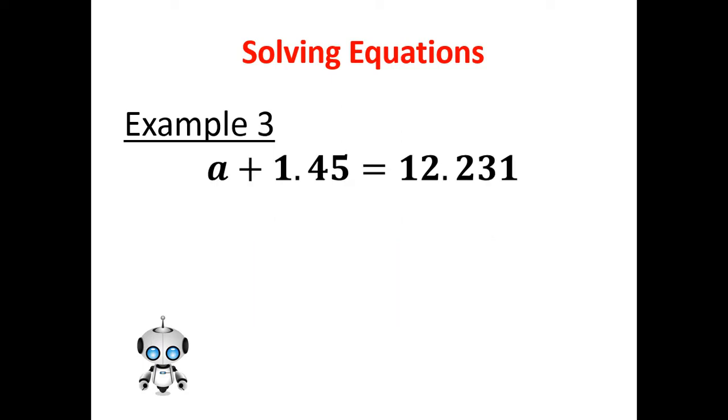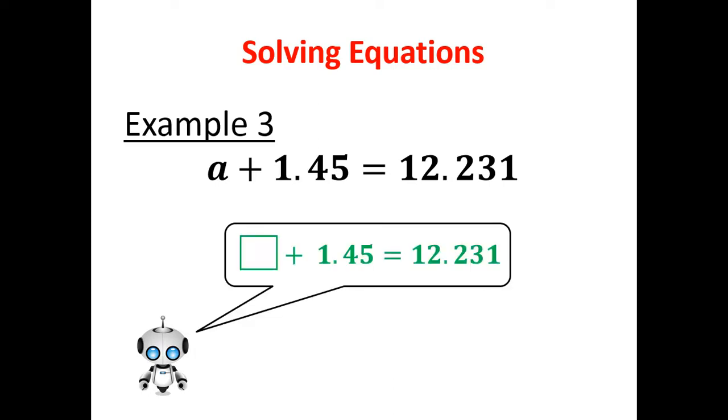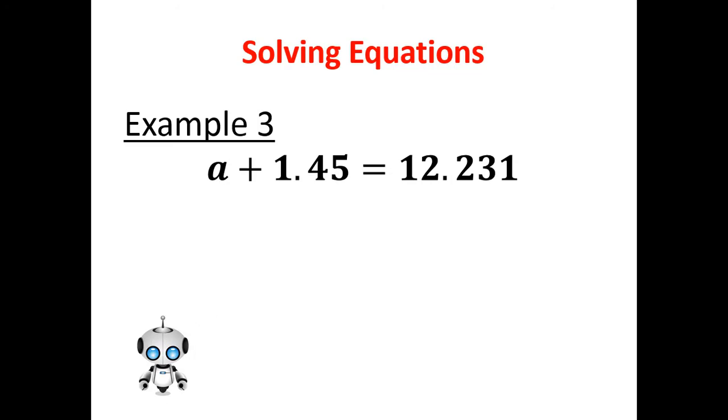Alright, one last example. a plus 1.45 is equal to 12.231. Now, a number plus 1.45 is equal to 12.231. This is where some students will find guessing a lot tougher. So let's use our strategy once more.